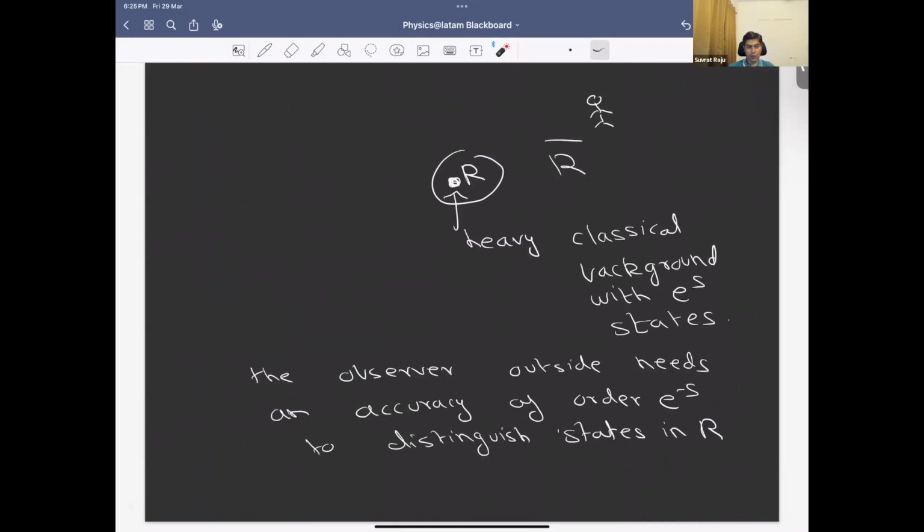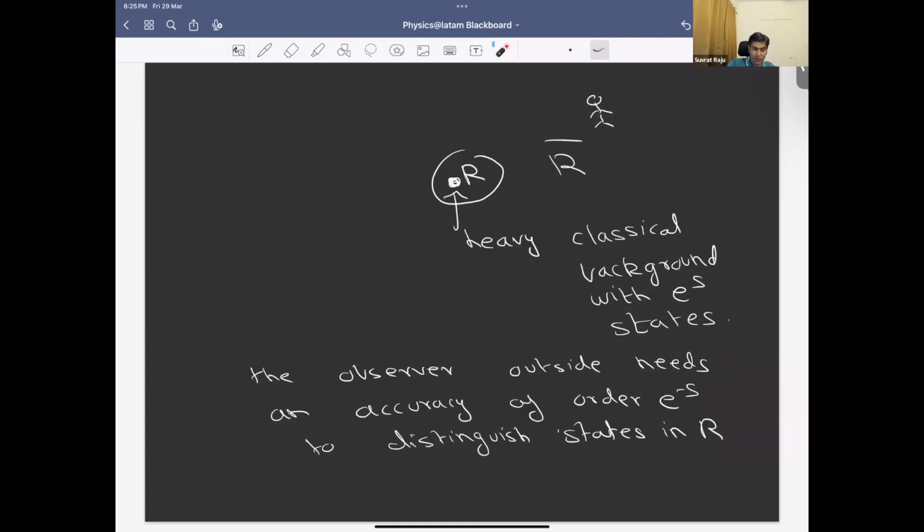It was more that the observer outside needed an accuracy e to the minus S to determine different states. So if you decide that the observer outside is not allowed that accuracy, let's say you force the observer outside to coarse grain their measurements. You say, sorry, boss, your experimental apparatus is not that powerful. You're not going to be allowed to measure e to the minus S. Then, of course, they will not be able to detect what's happening in R.